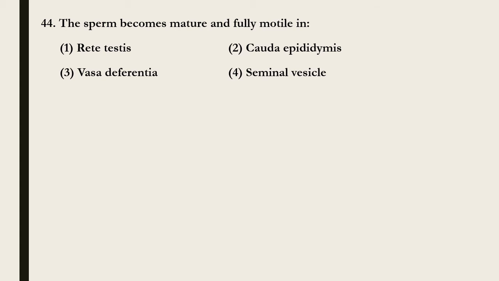is the seminal vesicle. The seminal vesicle is an accessory gland. It secretes the seminal plasma. It is the odd one. So the remaining rete testis, cauda epididymis, and vas deferentia are called the accessory ducts. These are the ducts. We already studied that from the seminiferous tubules, the sperms come out through this rete testis.